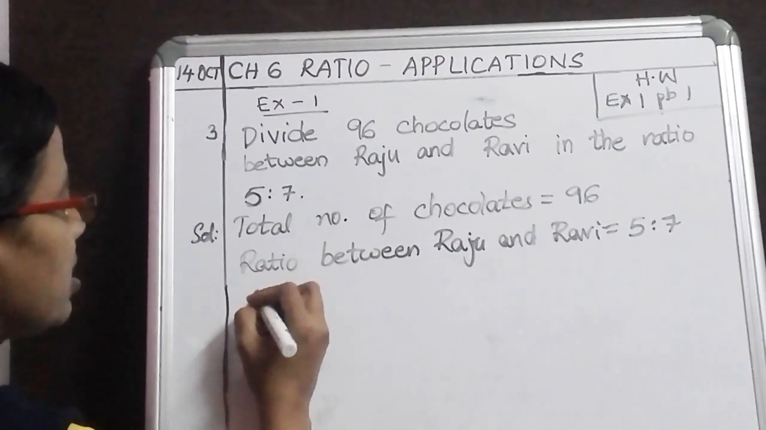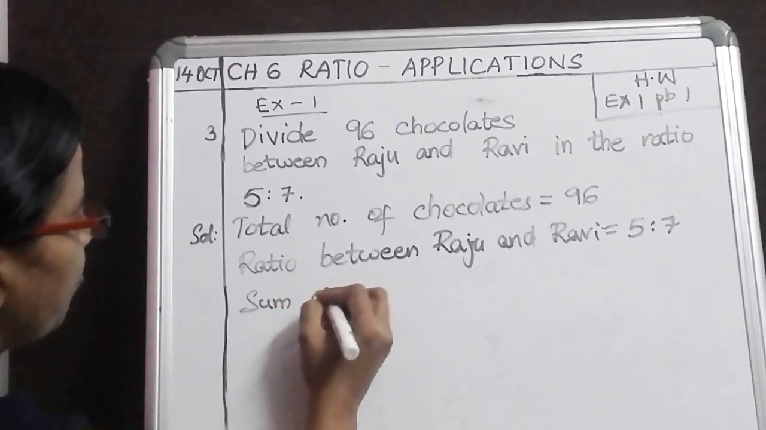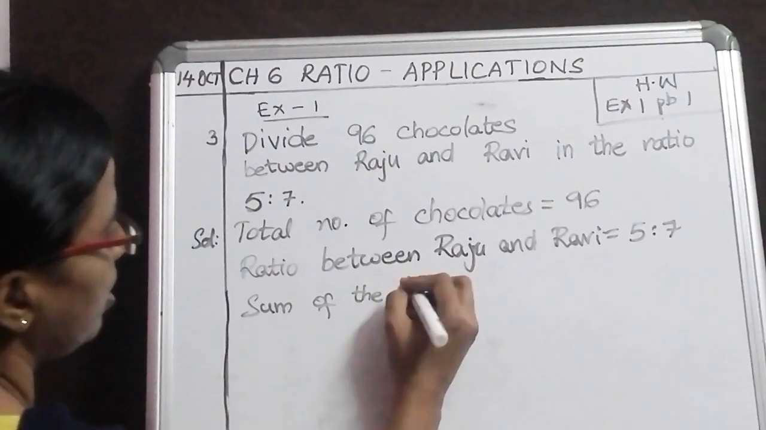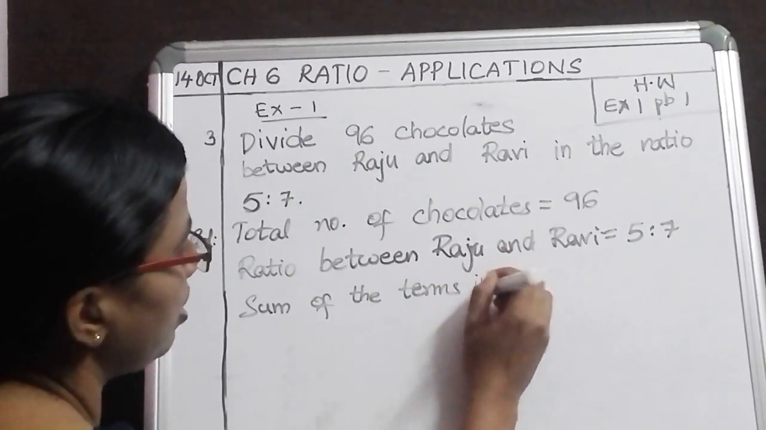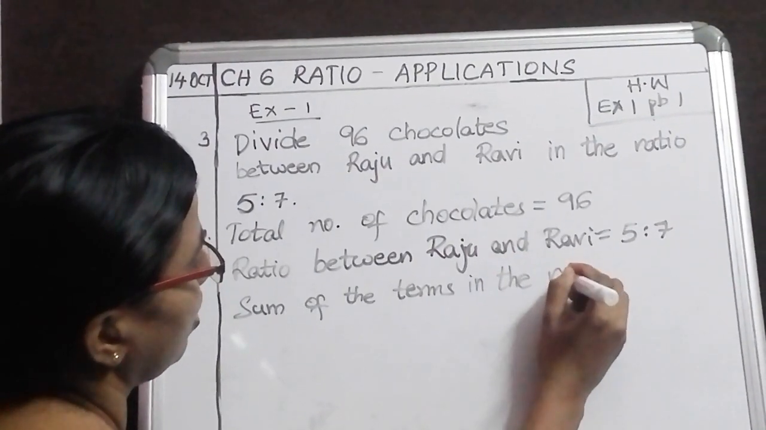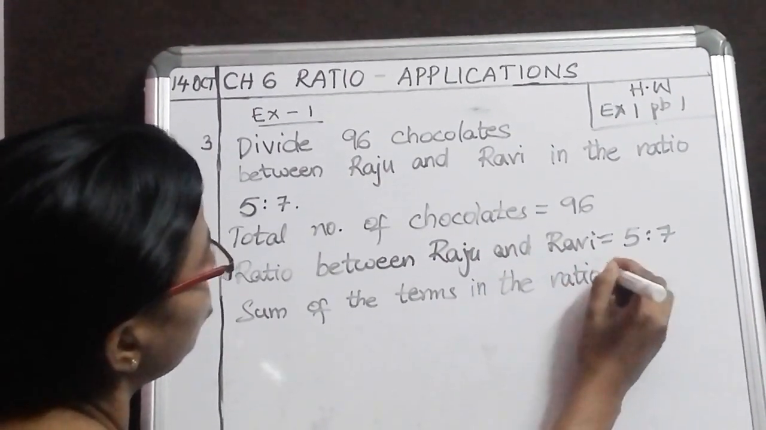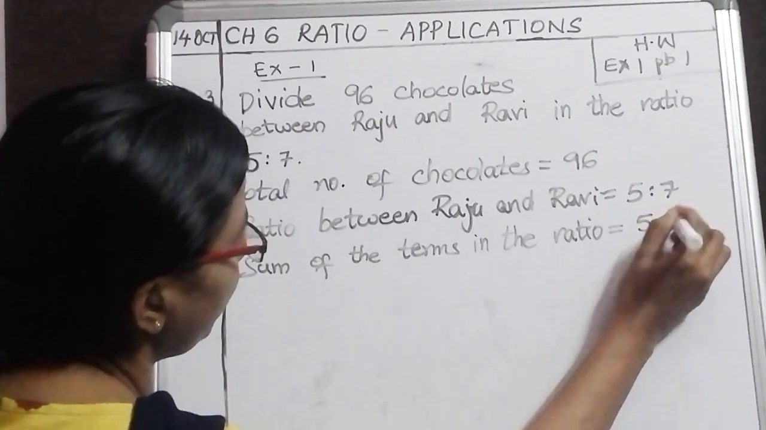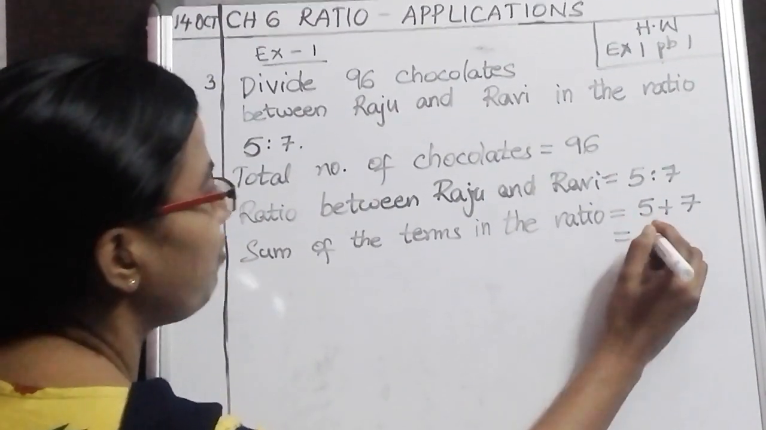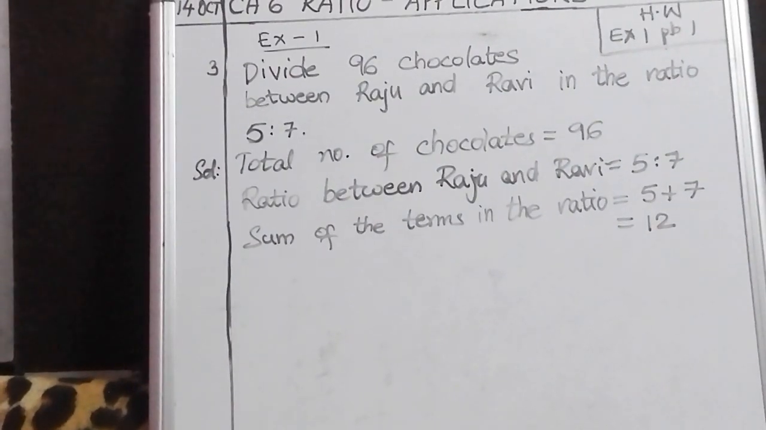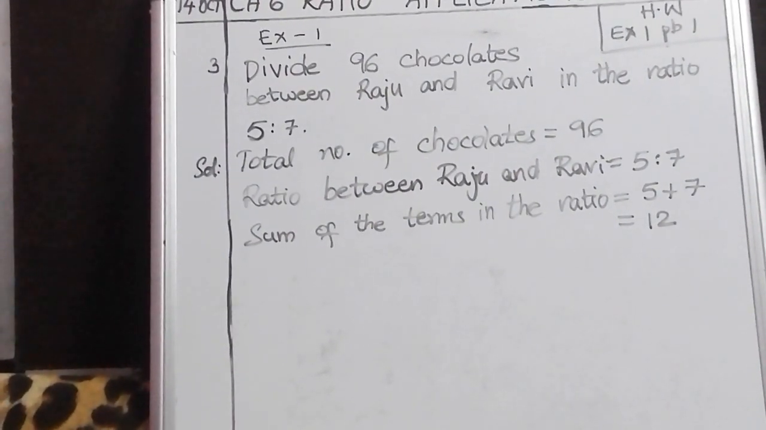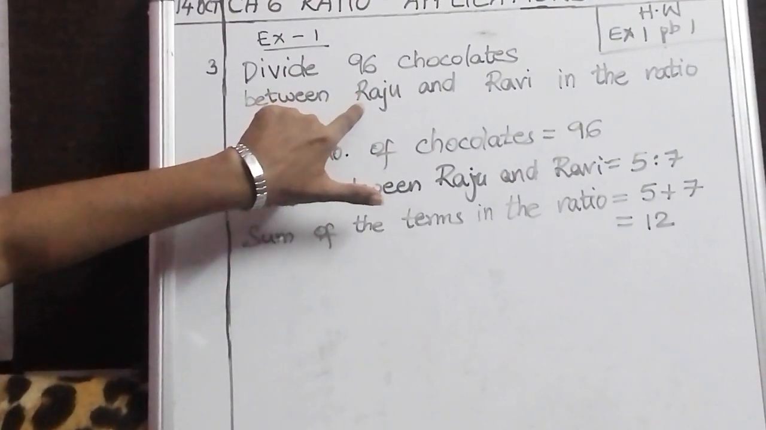Sum of the terms in the ratio. We are going to find out, this is nothing but 5 plus 7. 5 plus 7 is how much? It is 12. So now let us take Raju's part.